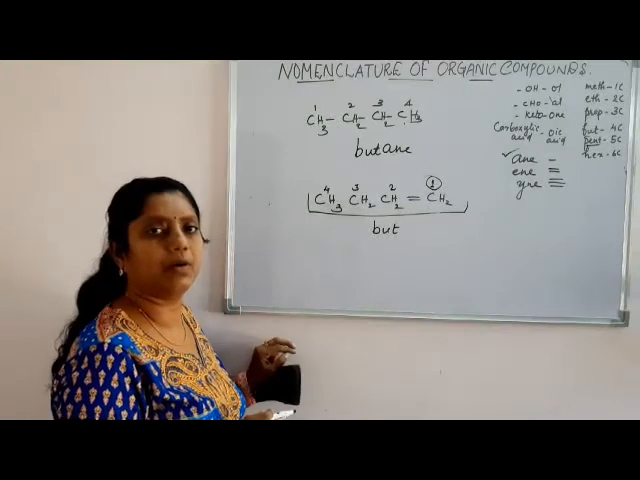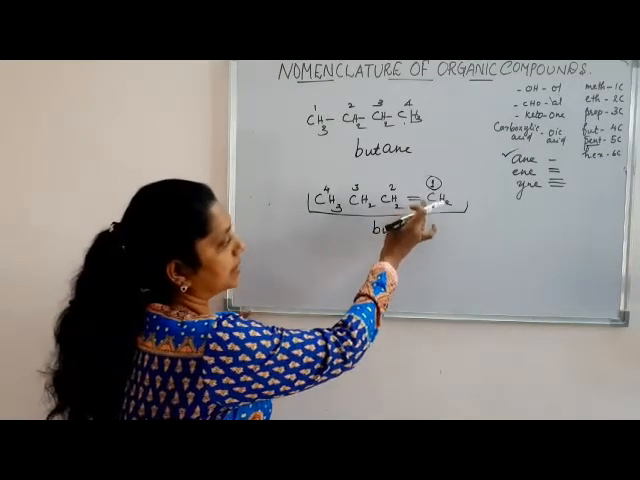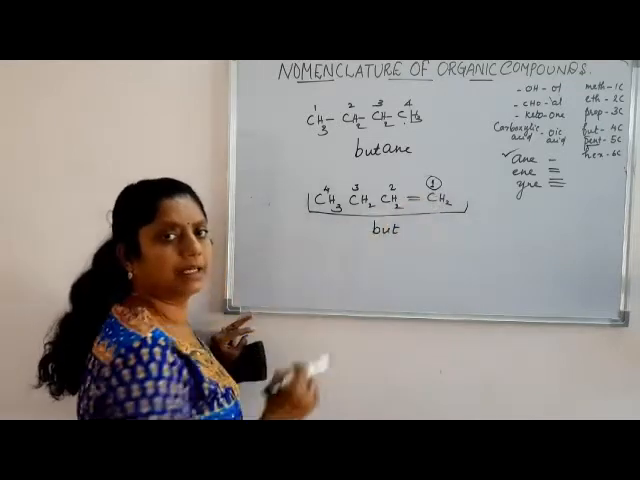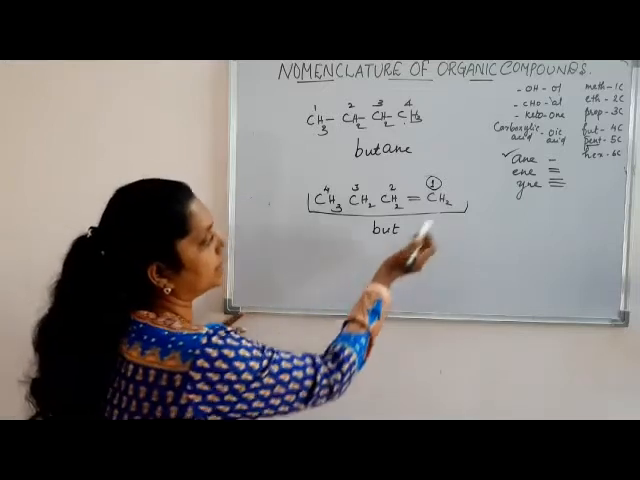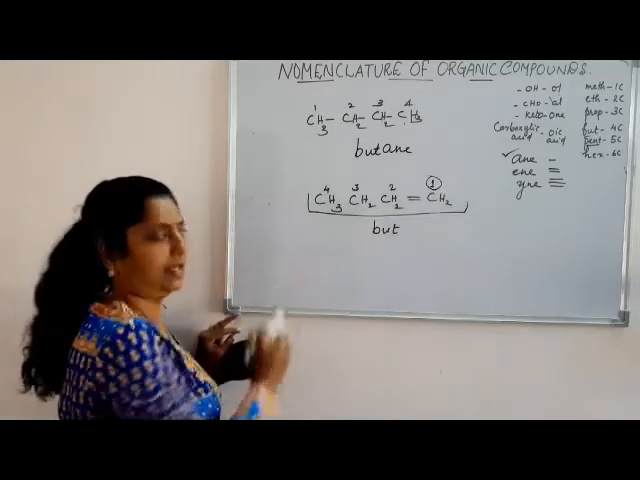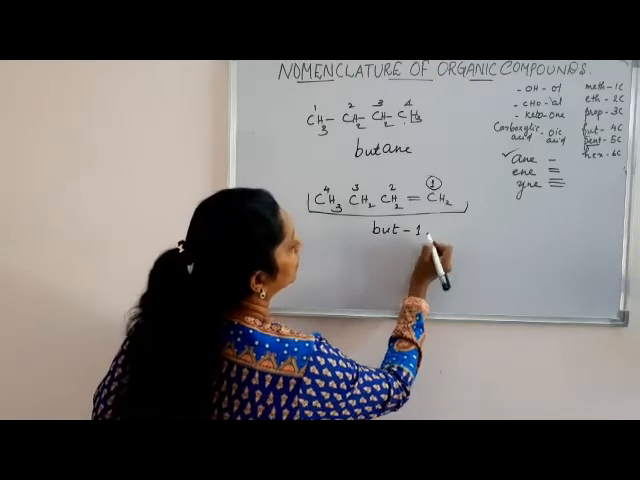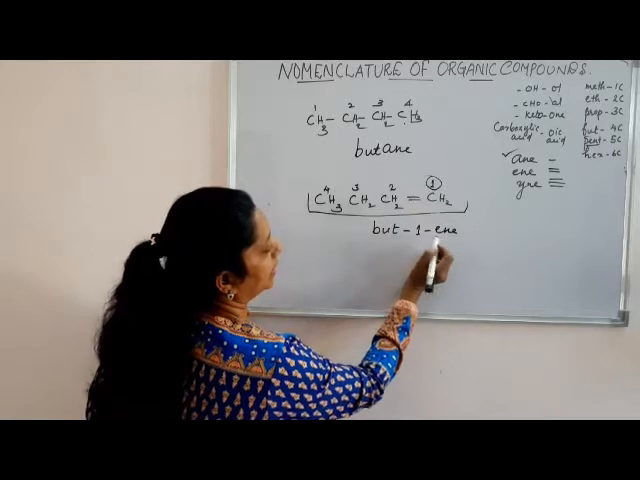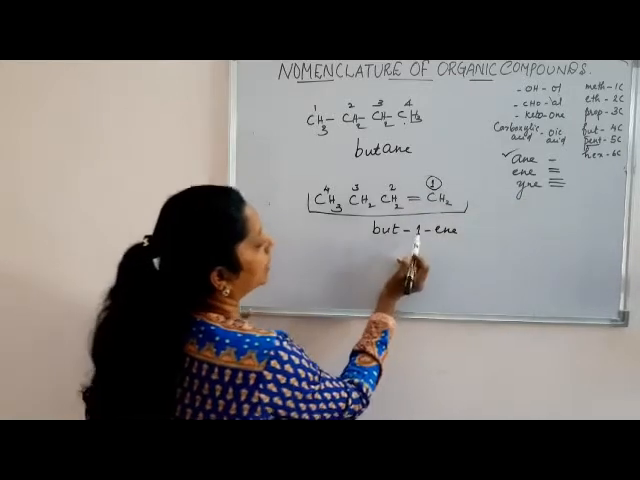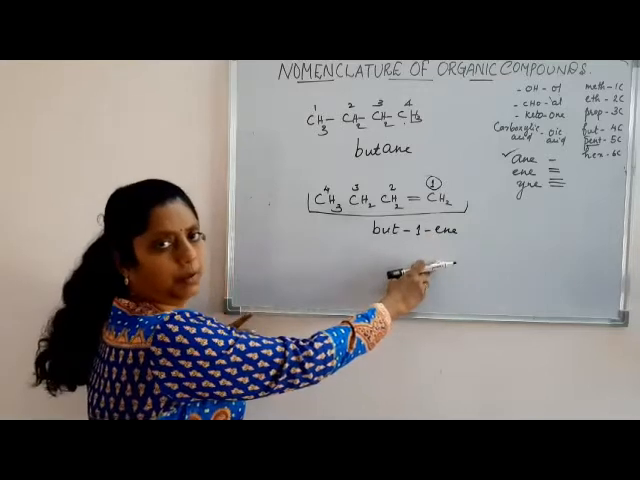While numbering a compound, we have to number it in such a way that the carbon atom to which the multiple bond is attached should get the lowest number. That is why we are numbering it from that side. So the molecule is but-1-ene. Ene is for the double bond, and 1 means in the first carbon atom there is a double bond.